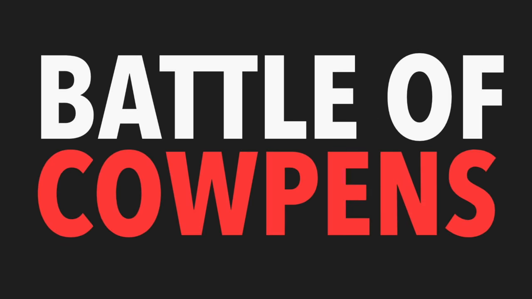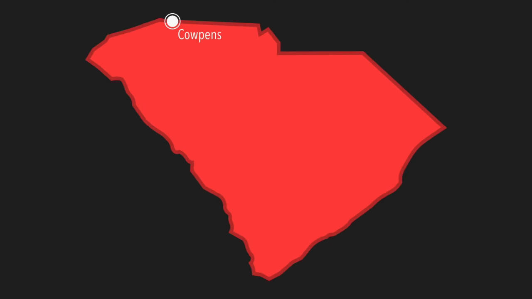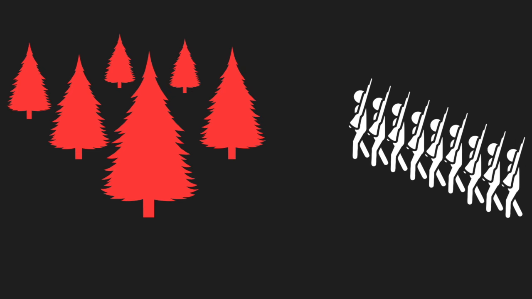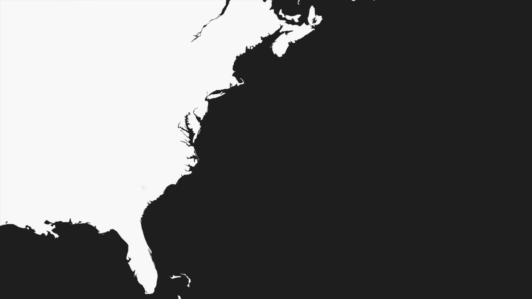At the Battle of Cowpens, the Continental Army and the partisan groups worked together. They both wanted to defeat the British. The American commander put together a battle plan. The partisan groups at Cowpens were led by Andrew Pickens. They attacked the British, and then they fled the field of battle. This tricked the British. They thought the Americans were retreating. Instead, the partisans led the British right into the Continental Army. The British were defeated. After Cowpens, the British Army had had enough of South Carolina.